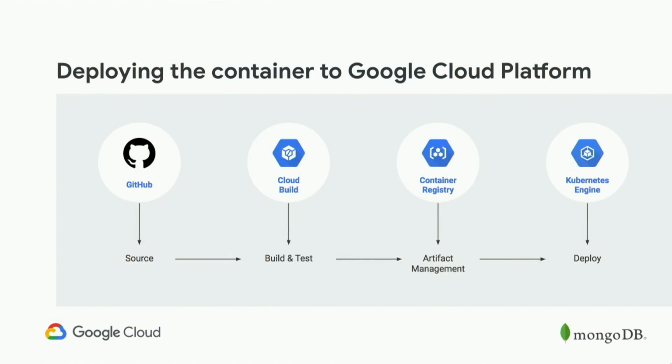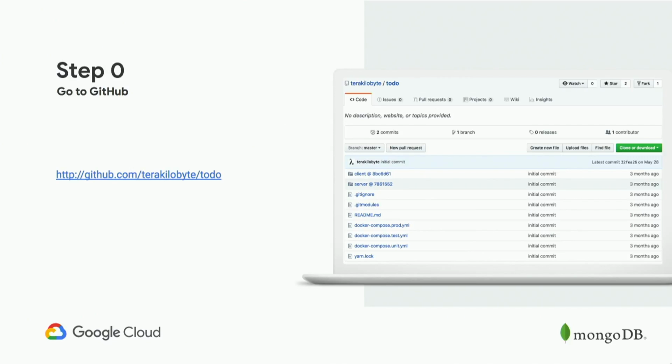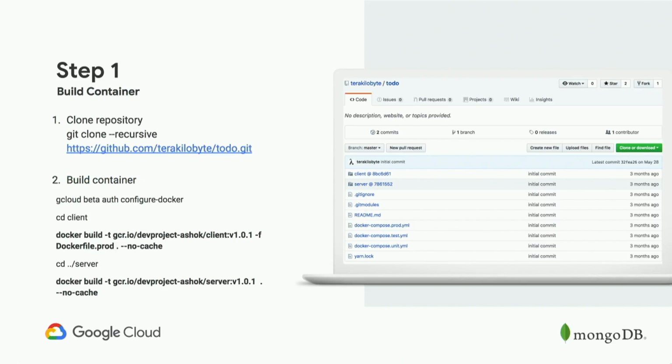So now we've talked about containers and the Google Cloud Platform. Let's get back to our demo and really deploy our MERN stack app to Google Cloud Platform. The first step is to go to GitHub. This GitHub is made available by the MongoDB team. As you can see, there's a container for a client and a server. And this is the URL. You can screen capture it, or we'll make the resources slide available at the end. So go to GitHub and clone that repository using git clone and build a container, which is a very straightforward step. You can use a Docker build command for the client as well as the server.